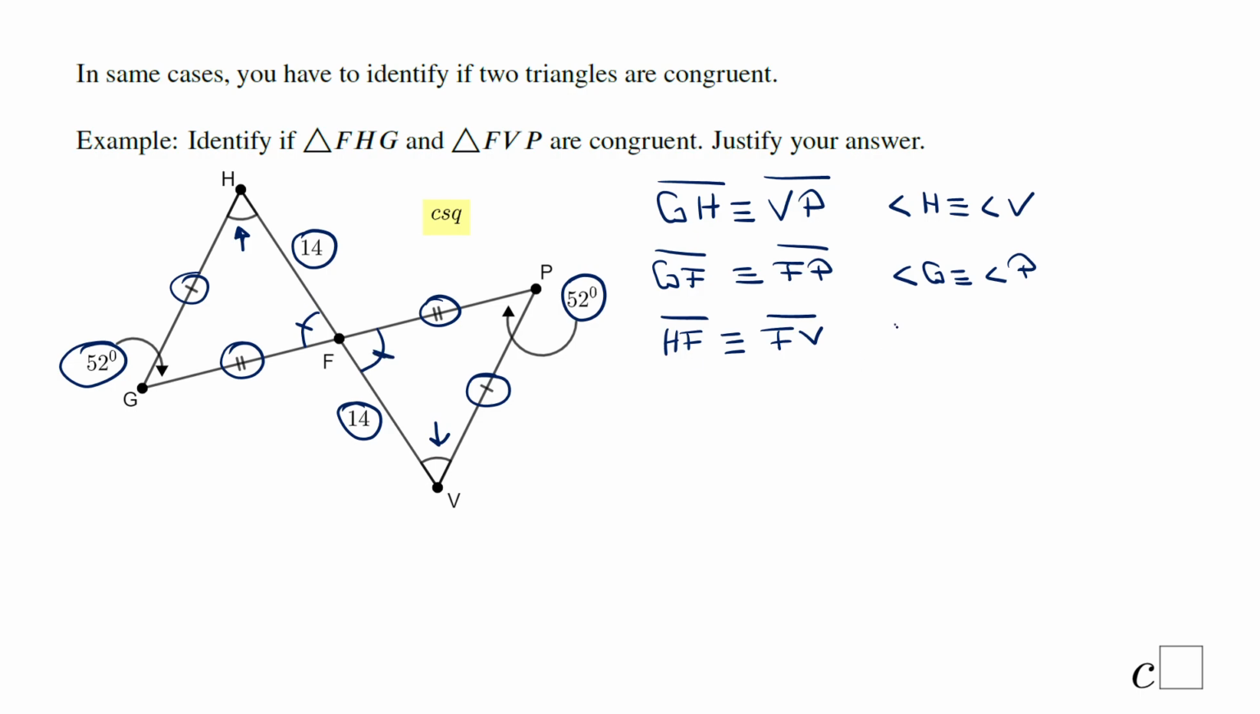So I'm gonna write here a congruent statement. I'm gonna use 3 letters to be clear. Angle HFG congruent with angle VFP. So now we see the 6 parts are congruent, 3 corresponding congruent sides and 3 corresponding congruent angles. Then these 2 triangles are congruent.